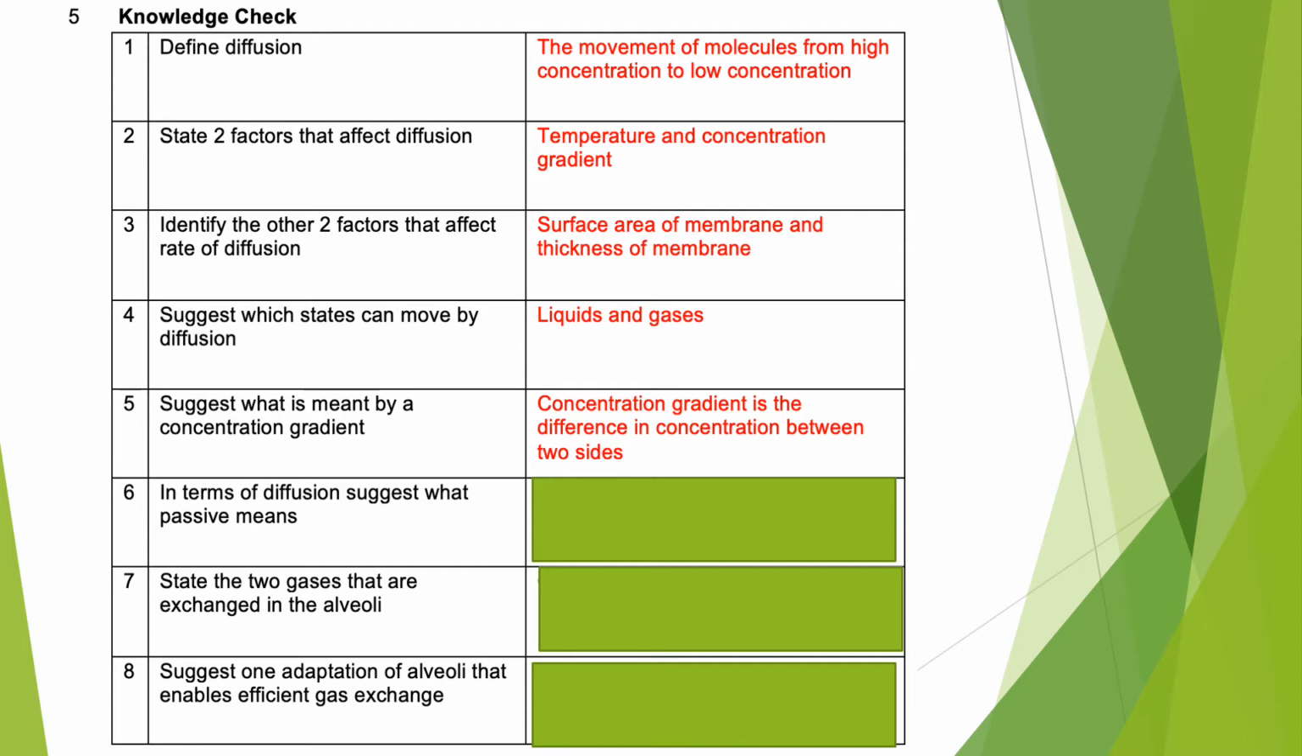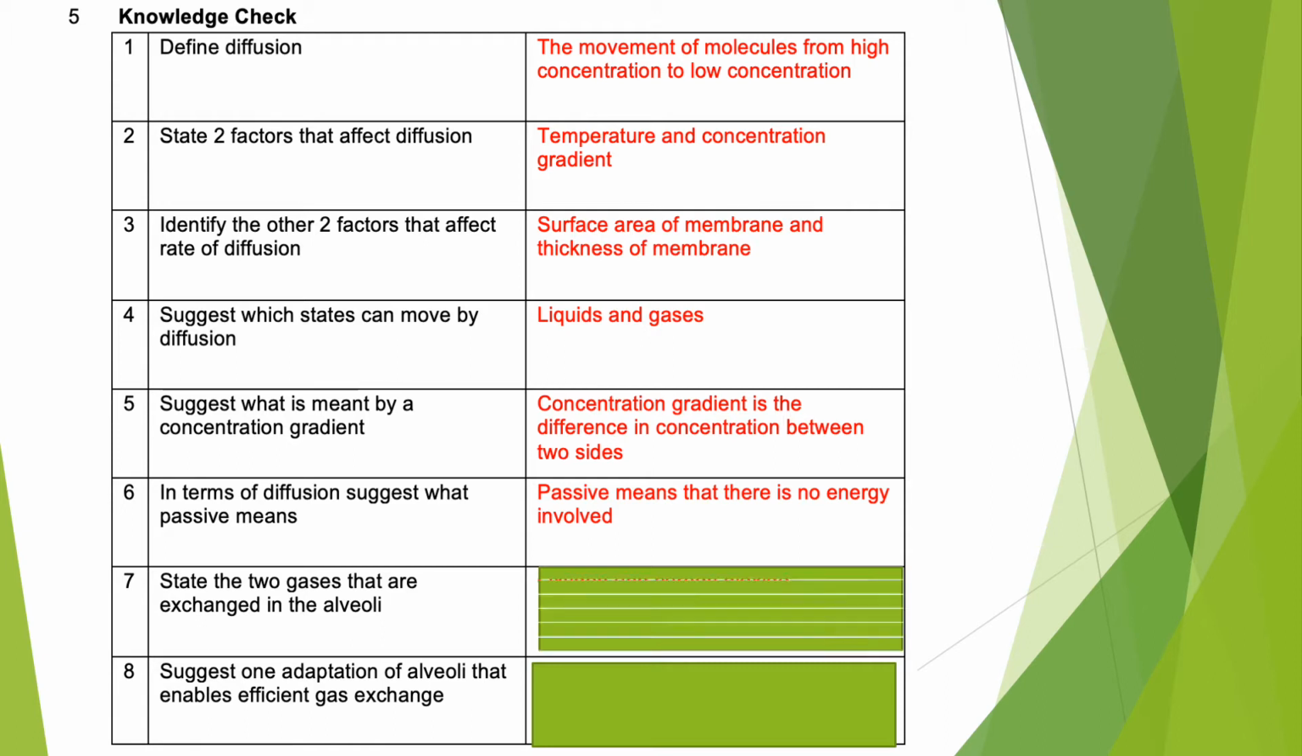Number 6, in terms of diffusion, suggest what passive means. So we know that diffusion is called a passive process. And what that means is passive means that there's no energy involved. Okay, so you don't actually need to stir the glass of water with food coloring in it. It'll just happen on its own. But obviously adding energy into that system, okay, so actually stirring it, you are putting in mechanical energy, right? And so that energy is then actually allowing the food coloring to diffuse even faster. All right, but the important thing here is that diffusion itself is a passive process, so there's actually no energy that's required.